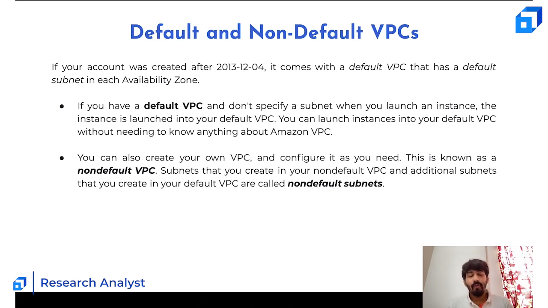And in the non-default VPC, we'll be creating certain subnets. Those subnets are non-default subnets. That's the only difference between default and non-default. Default is created by AWS and it will be already available when you create an AWS account. Later, if you are going to create and configure your own VPC, that would be a non-default VPC.